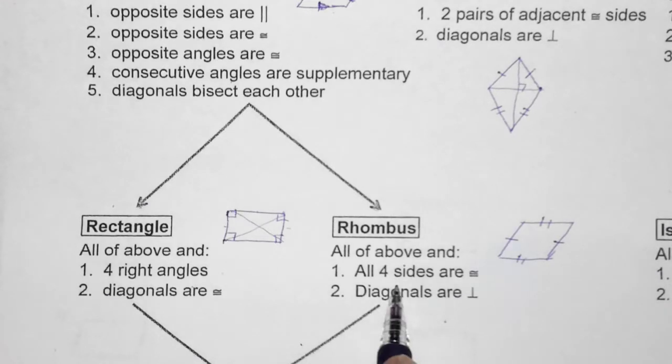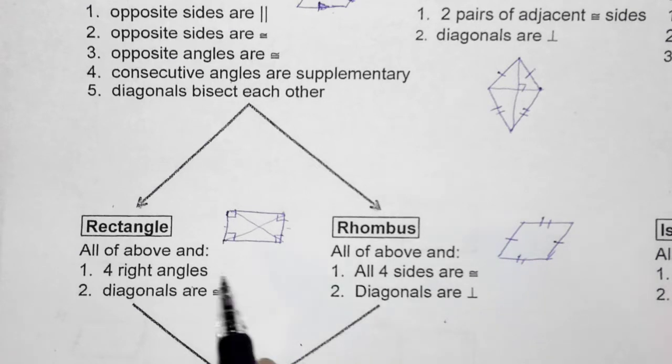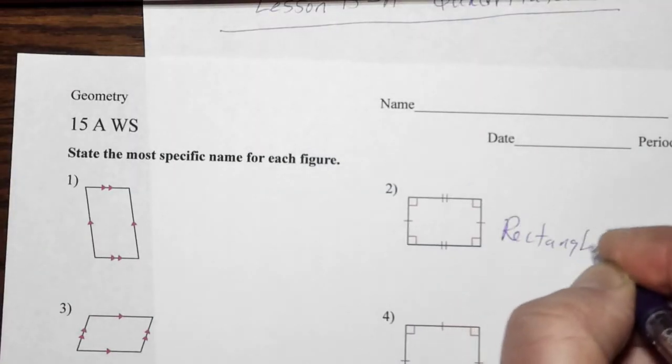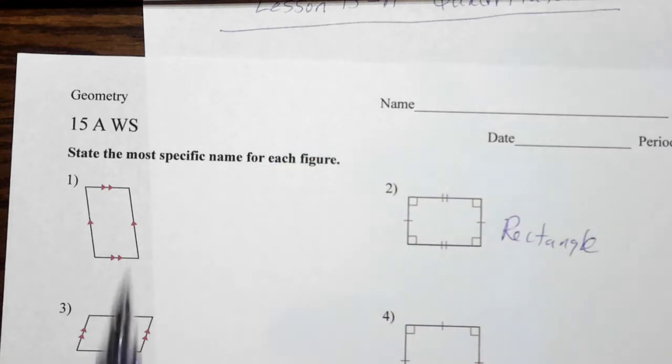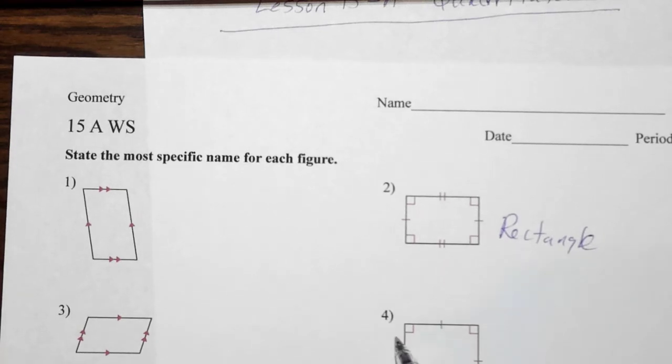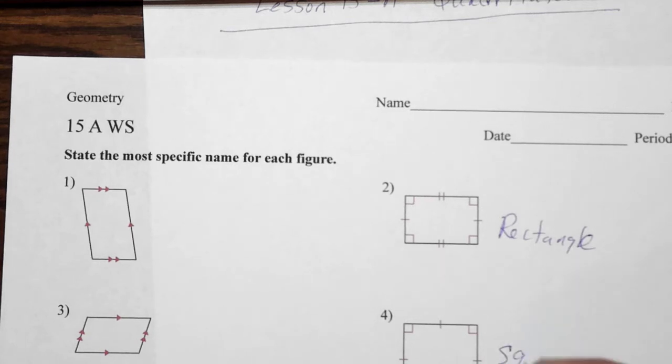It is a rhombus, but the diagonals are not perpendicular. It has four right angles, so that makes it a rectangle. And it's just a matter of checking on here when it asks for the most specific name. You want to go as far down on this chart as you possibly can until you find something that doesn't have that property. This one, all four sides are equal and four right angles, so that makes that one a square.